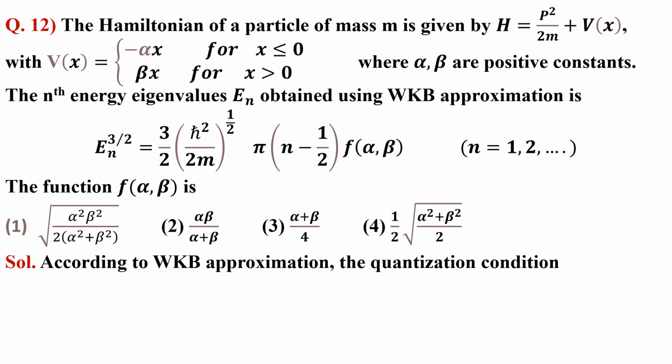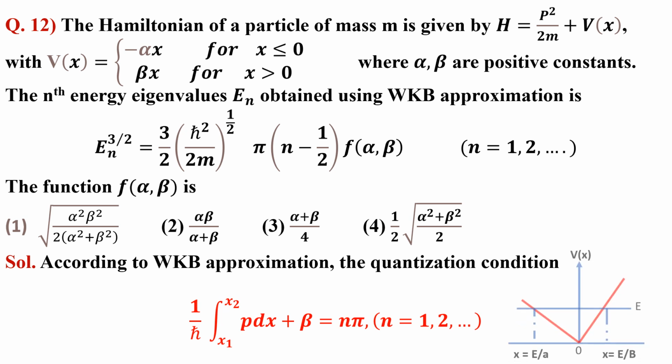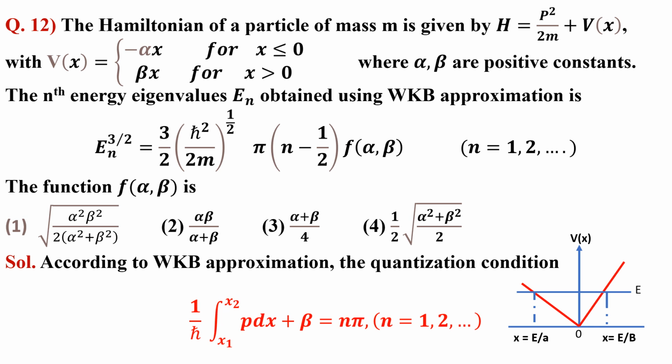Solution. According to the WKB approximation, the quantization condition is 1/ħ times the integral over x1 to x2 of p dx plus beta equals nπ, where n equals 1, 2, 3 and so on. You can see the figure.